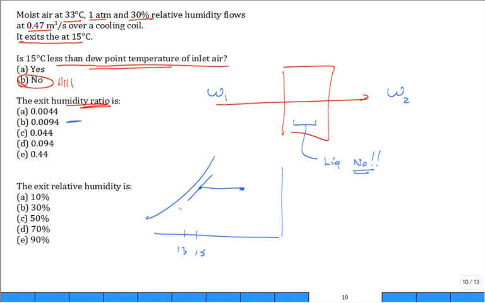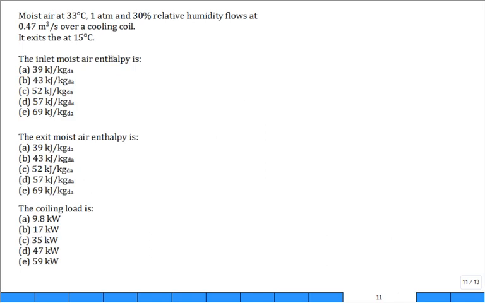How high? 90%. Continue on. Now it exits still at 15, right? The inlet moist air enthalpy is, so what's H1?